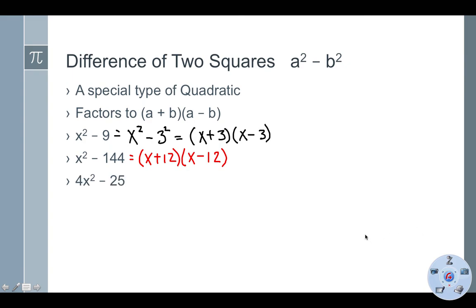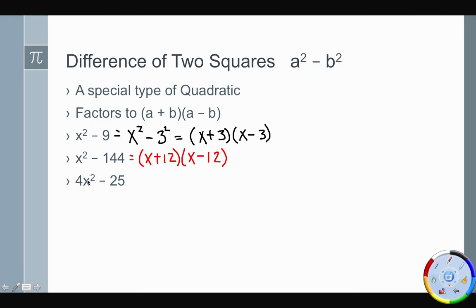What if a is not 1? Well, if a is not 1, we could look at it like before, but a lot of these problems are going to give you two groups of squares. And 4x squared, well, 4 is 2 squared and 25 is 5 squared. So I'm going to write it as 2x plus 5 and 2x minus 5, because 2x times 2x will get 4x squared. And there you have it. That's the factored form for that polynomial, or for that quadratic.